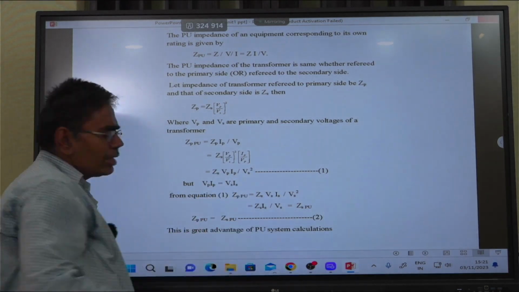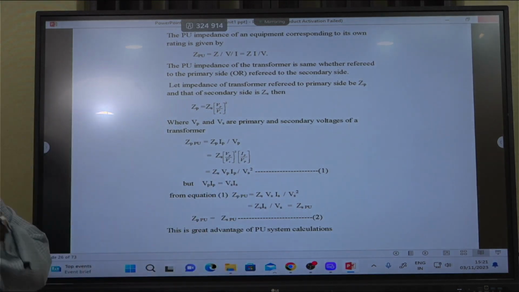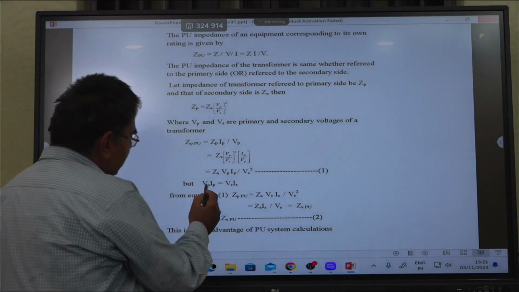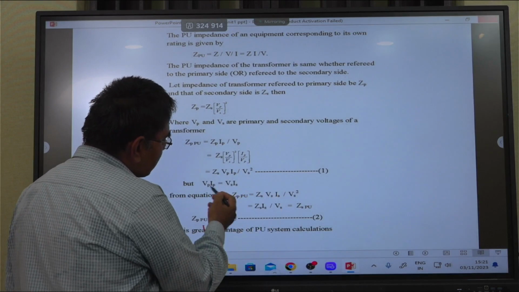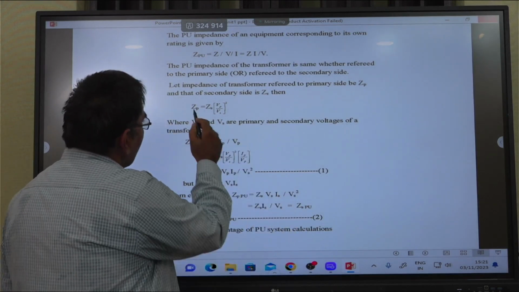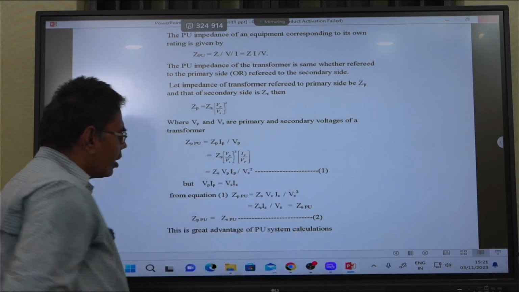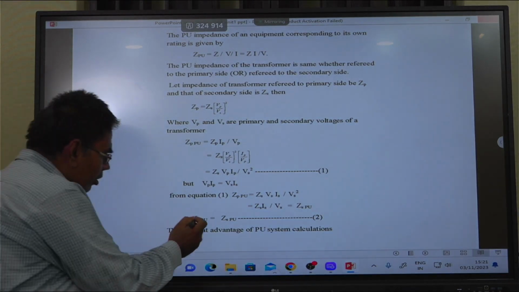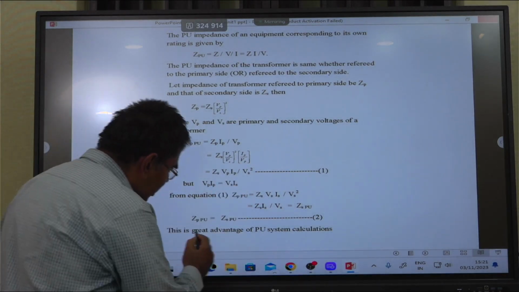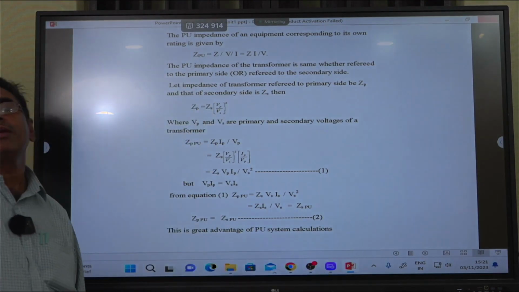But one more relation: the volt ampere on the primary side is equal to the volt ampere on the secondary side. For that reason, Vp Ip is equal to Vs Is. Then substituting Vp Ip in place of Vs Is, Zp per unit is equal to Zs per unit. That means the per unit impedance of the transformer is the same whether referred to the primary side or the secondary side. This is a great advantage in power system calculations.